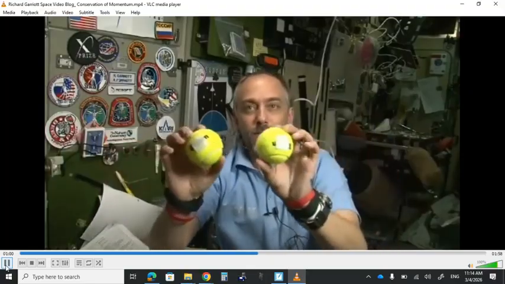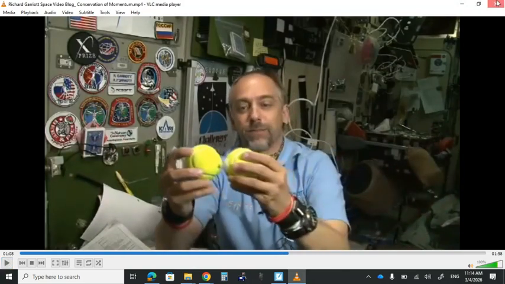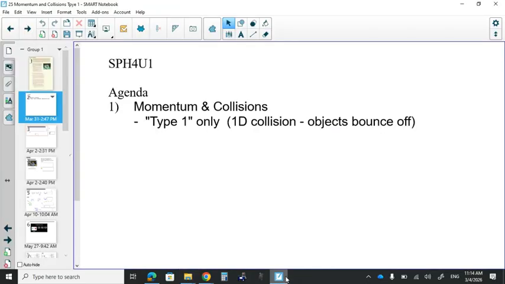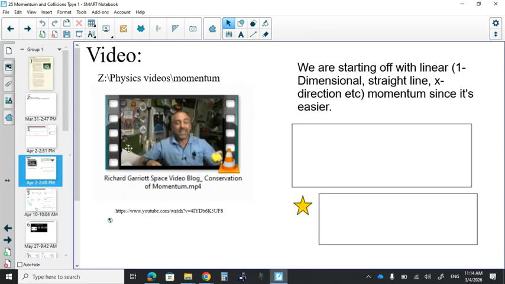It even works, in this case I put Velcro, it even works if these two stick together. The total momentum remains the same. So all sorts of different types of collisions there. That video is this link here, if you want to see it again, or if you couldn't hear it well or whatever.